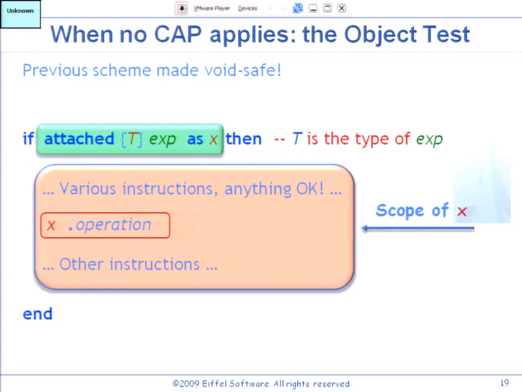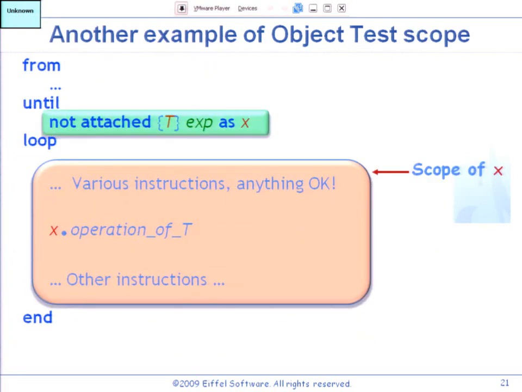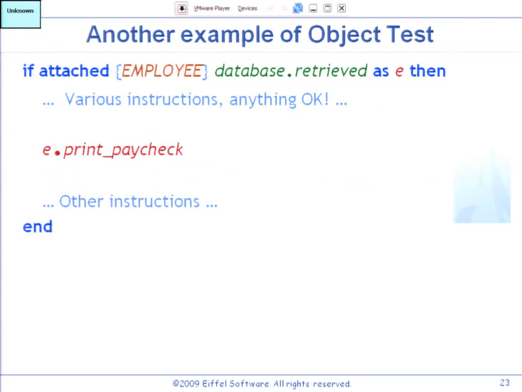Basically, you can see that the scope of the object test highlighted in green is the body of the if statement. So here's a more detailed explanation of the object test. Here, another example where you can use an object test in a condition, on the exit condition of a loop.